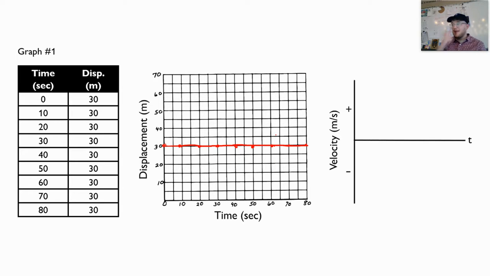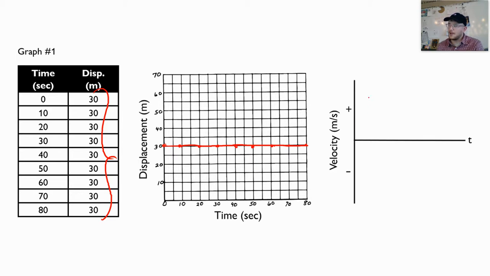Well, what does that say about the motion of this object? If at any point in time its displacement, its distance away from home, is the same, then what we're saying is it's not moving. Its displacement doesn't change, then it's not moving. So if you're not moving, what's your velocity? 0. So over here, we have a velocity time graph, all right?